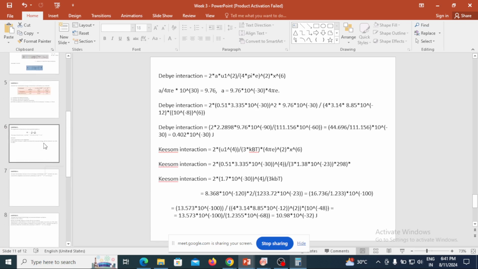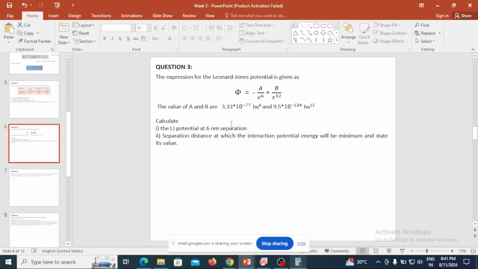So now let's go to this question. So this is about the Lennard-Jones potential. So if you remember, we discussed the separation distances being 0.8. So over there you will have this Lennard-Jones potential. So here the question states that the expression for the Lennard-Jones potential is given as phi equals minus a by x power 6 plus b by x power 12.